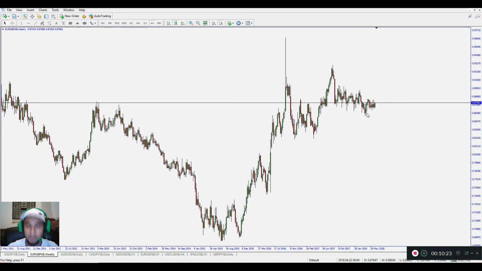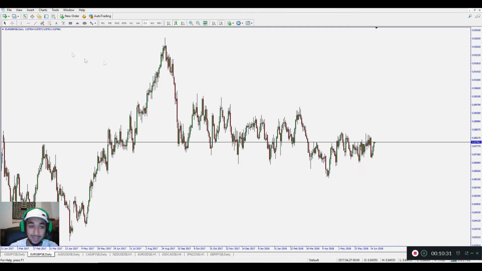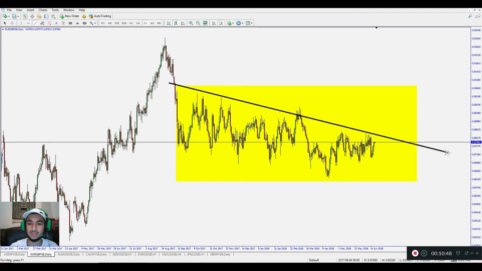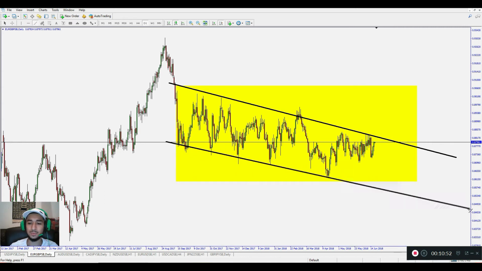Moving on to euro pound now, guys. We can see how the euro pound mainly has been consolidating ever since we've had Brexit in the UK. We can see from this region over here, from literally this vicinity until here, the market has been consolidating, from August 2017 until presently. And as the market has been consolidating and trending downwards, we can in fact find two descending trend lines, one acting as a resistance and one acting as a support.